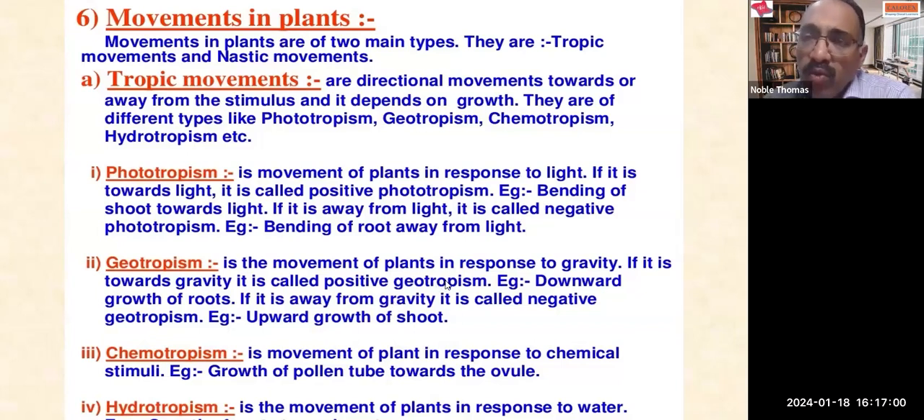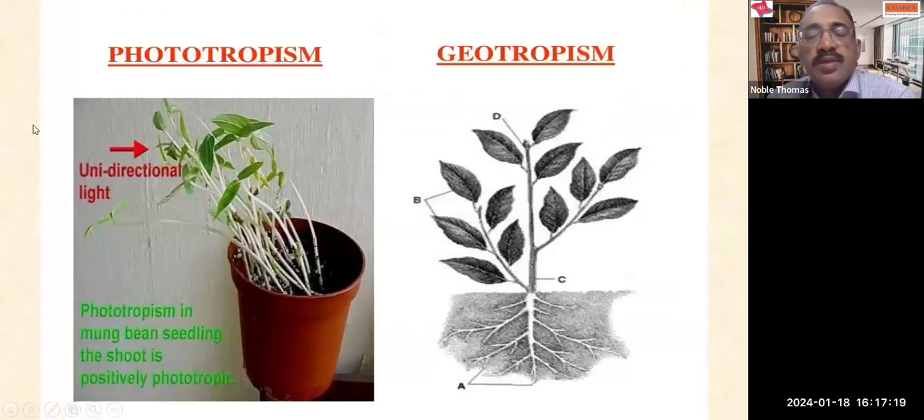Hydrotropism is the movement of plants in response to water. If it is moving towards water, then we call it positive hydrotropism. Away from water, then it is negative hydrotropism. Apart from this, there are one or two more terminologies like thermotropism. Thermotropism means response to temperature. Yes, this is phototropism and geotropism.